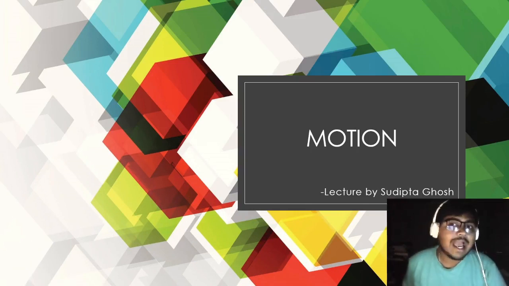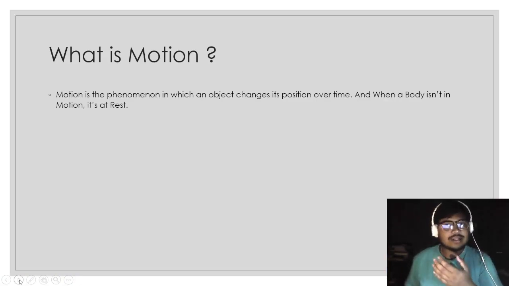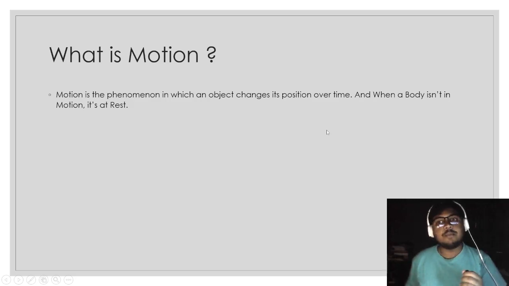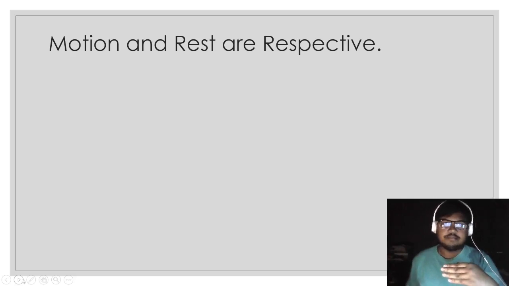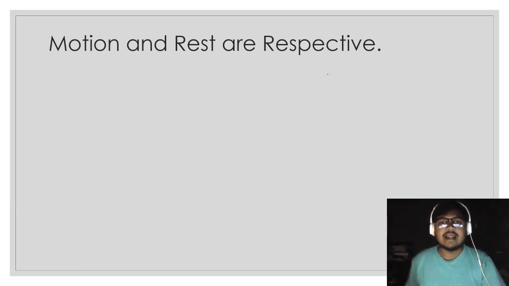So first of all, we have to get familiar with this word motion. So what is motion? And with this word motion, another word comes, that is rest. So let's see the definition of motion. Motion is that phenomenon in which an object changes its position over time, and when a body isn't in motion, it's at rest. Now, we will be discussing this motion throughout this whole chapter, and the picture will be clear with time.